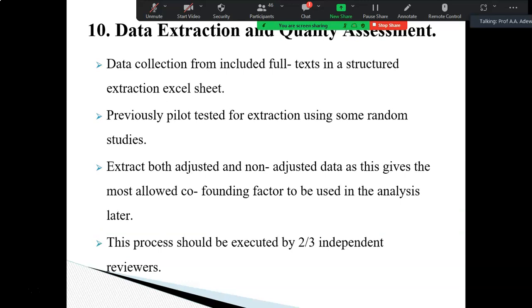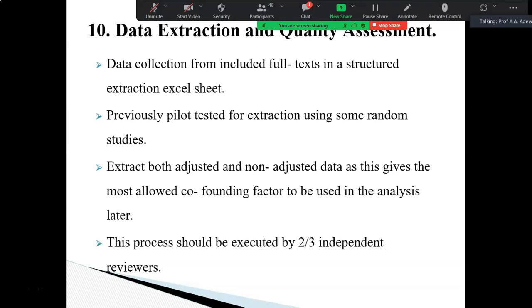So for people to participate in a systematic review, it involves a large number of people, a minimum of 3, 4, sometimes it can even be up to 5, 6, 7, 8, 9, 10, depending on the task assigned to each. Then the next one, which is the 10th stage, is data extraction and quality assessment.